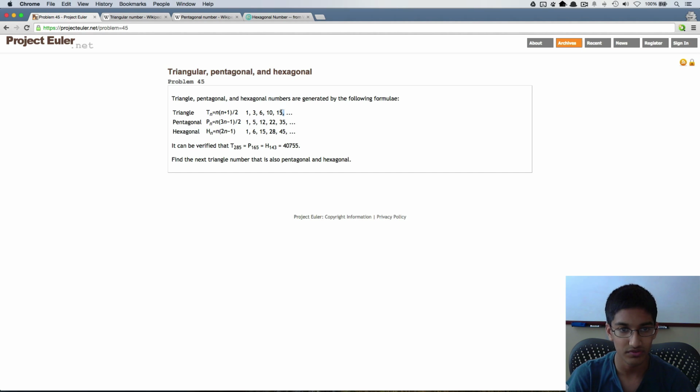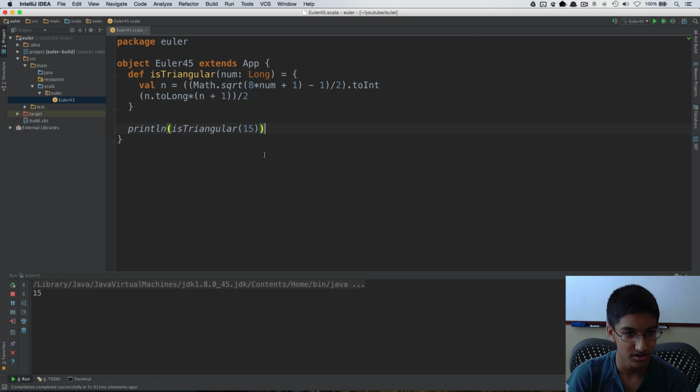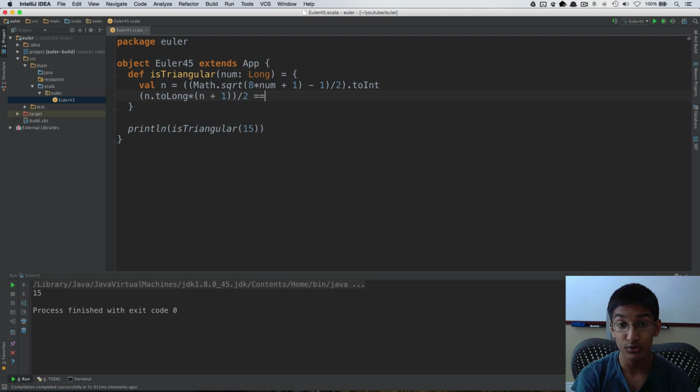Let's go ahead and do it with 15. Now we can go ahead and run this. Euler 45. Okay. And we got 15. So what we did with our is triangular is we're calculating back what the number that we started out with. And to give a boolean, what we have to do is compare this to make sure it's the same thing as num, which we started out with. So now here we run, we get true. And if we give it something that's not triangular, like 14, we should get false. Okay, so our triangular check works.